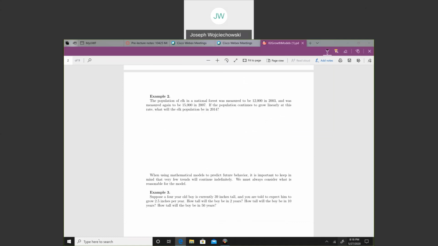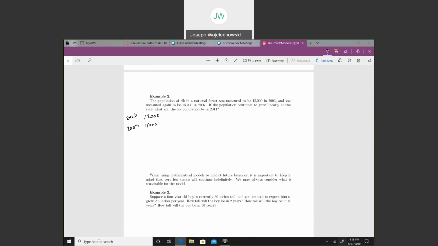Okay, so let's look at some more examples. The population of elk in the national forest was measured to be 12,000 in 2003, and was measured again to be 15,000 in 2007. If the population continues to grow linearly at this rate, what will the elk population be in 2014?